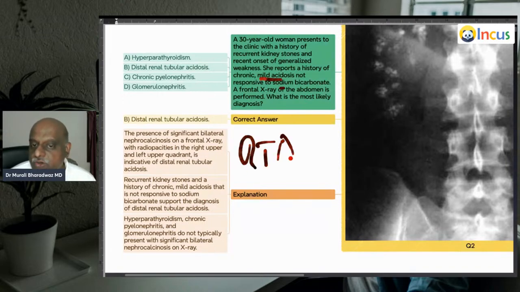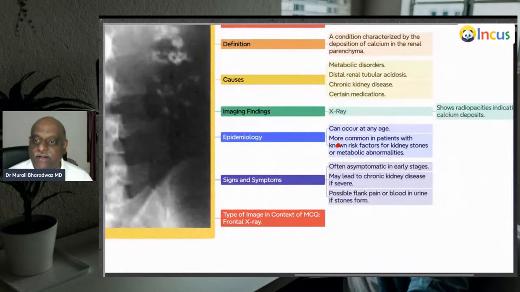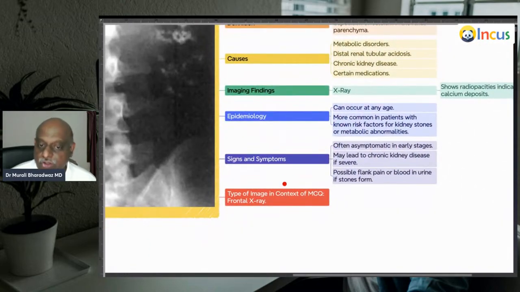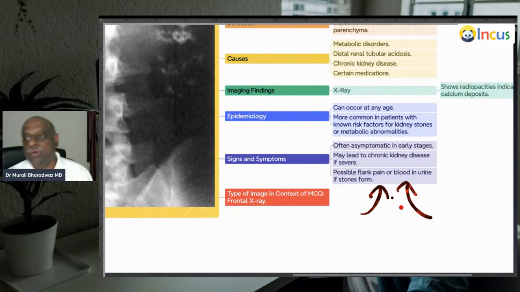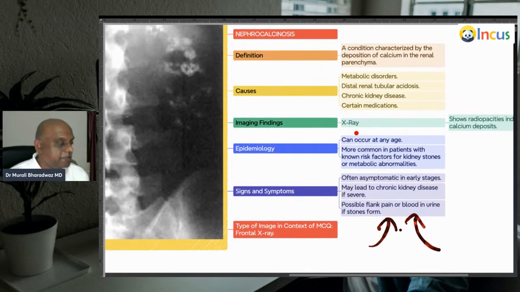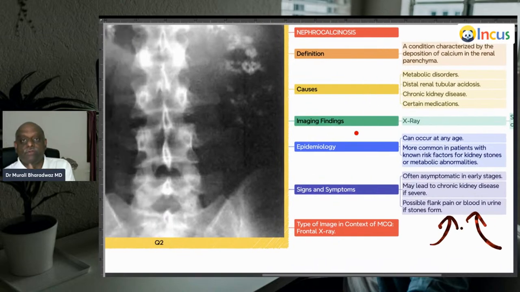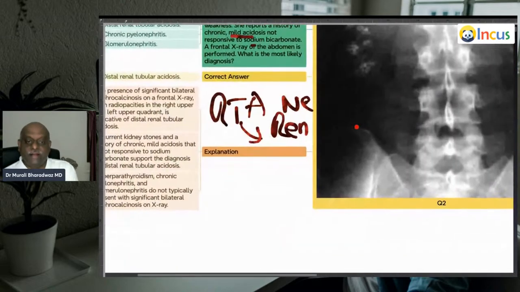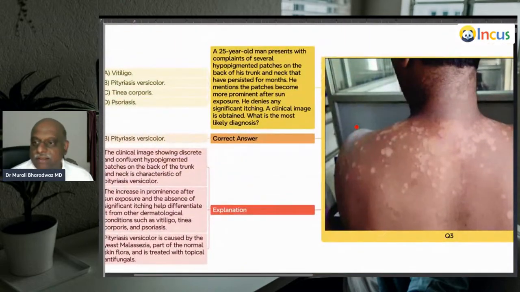So renal tubular acidosis is associated with the renal stones, nephrocalcinosis is what you need to remember. So the flank pain, blood in the urine, stone formation, all these are highly suggestive of the renal stones, and you know very well that renal stones, nephrocalcinosis is associated with renal tubular acidosis.